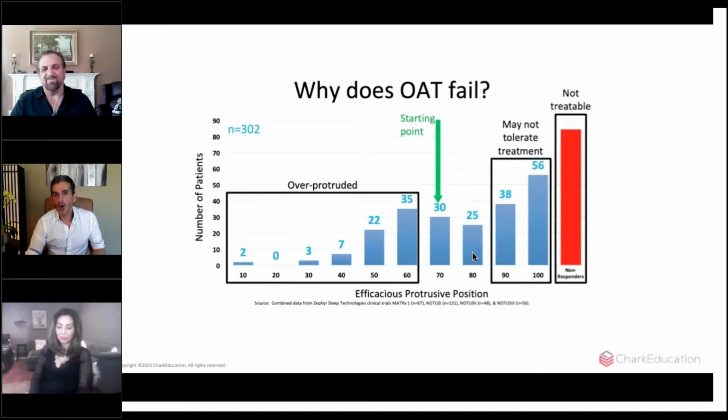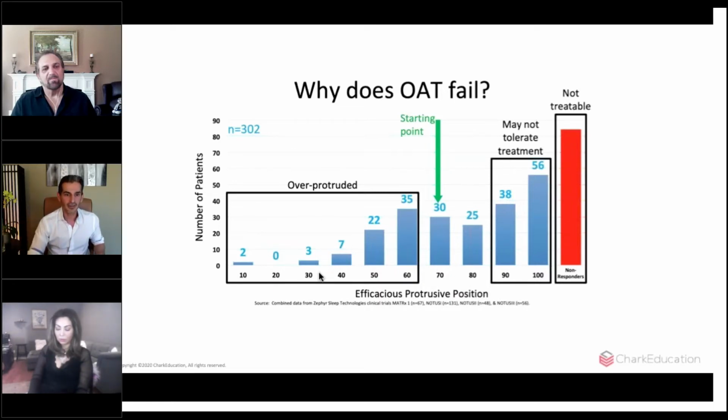How about the people that require more titration? Well, if you start at 70%, the patient will get the appliance and go home. In some cases, yes, they may be treated right at that position. But in about half of the other cases, 30, 40%, they're going to require more. We've all experienced that in our clinics. They come back, and some of them are happy. About 50% of them are like, oh, I'm good. You know who those 50% are?